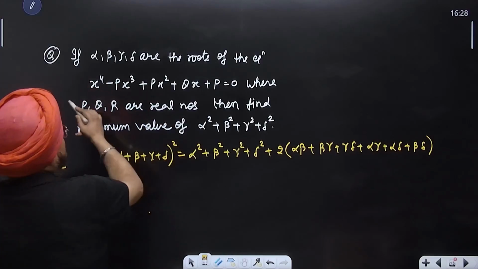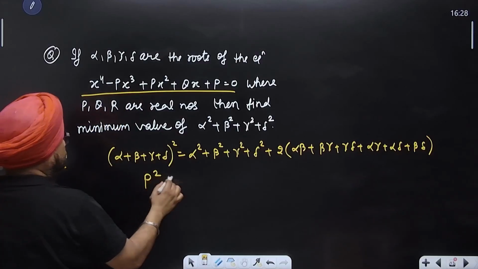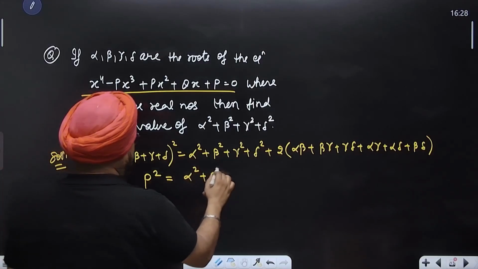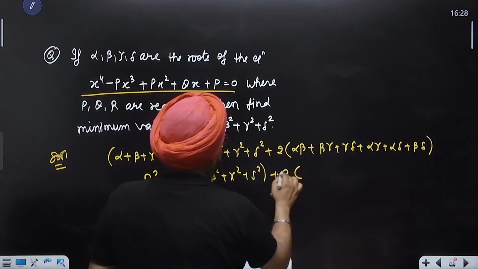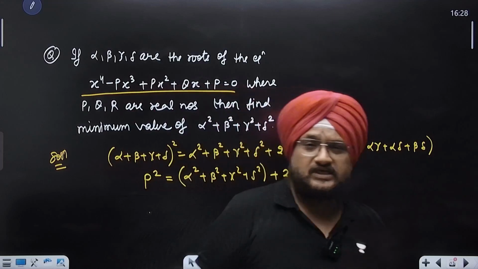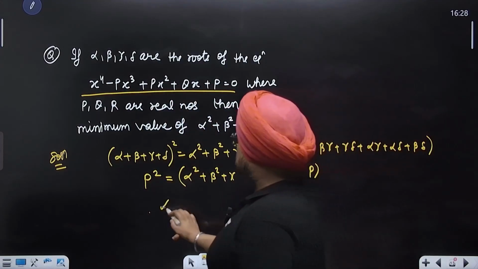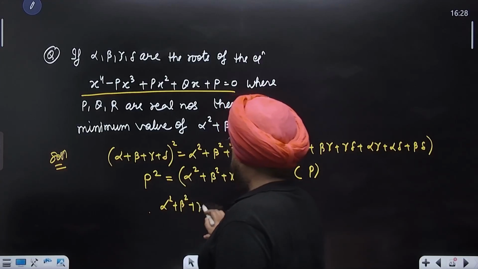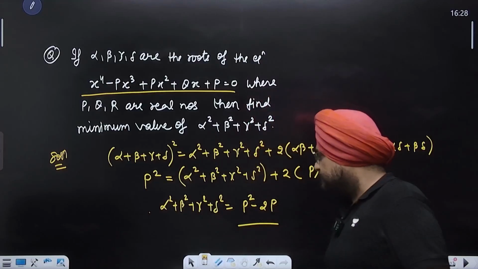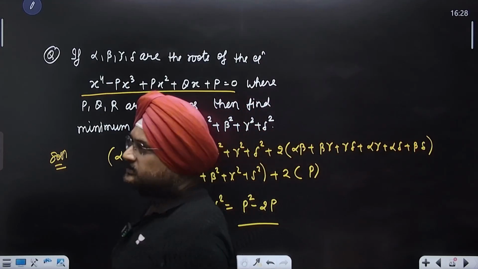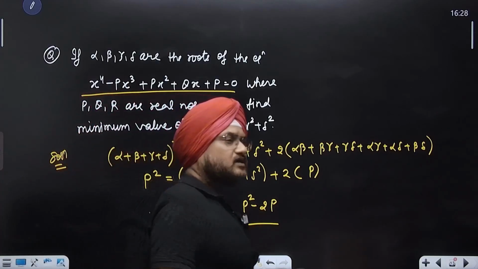The sum of roots from the given biquadratic equation is minus of minus p, that is p. We have to find the minimum value of the sum of squares of roots, and the sum of products of roots taken 2 at a time will be p. So alpha square plus beta square plus gamma square plus delta square is coming out to be p square minus 2p.